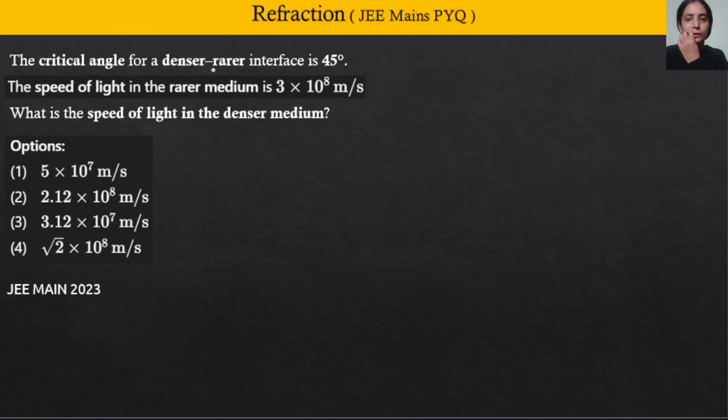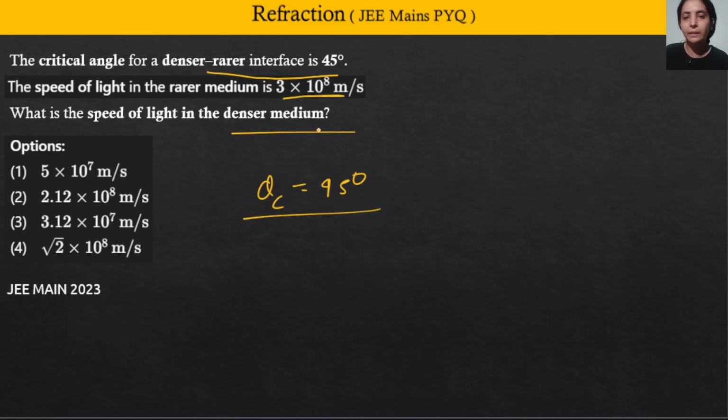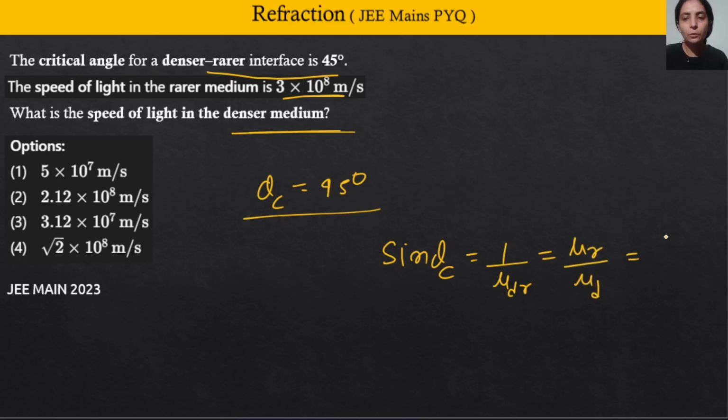The critical angle for a denser rarer interface is 45 degree. So theta c is given as 45 degree. Speed of light in the rarer media is this. What is the speed of light in the denser media? Done. So sin theta c, what do you write it as? 1 by mu d r, right? So this is equal to mu r by mu d. Mu r, what can you write it as? c by velocity of light in rarer media, c by velocity of light in denser media.